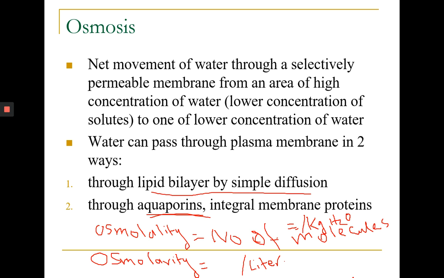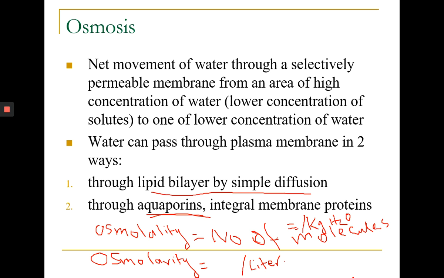If we dissolve 23 grams of sodium in 1 liter of solution, and 39 grams of potassium in 1 liter of solution, the osmolarity is the same. 39 grams of potassium has the Avogadro number of molecules, and 23 grams of sodium has the Avogadro number of molecules. So the number of molecules is the same. If the number of molecules is the same, the osmolarity or osmolality is the same.